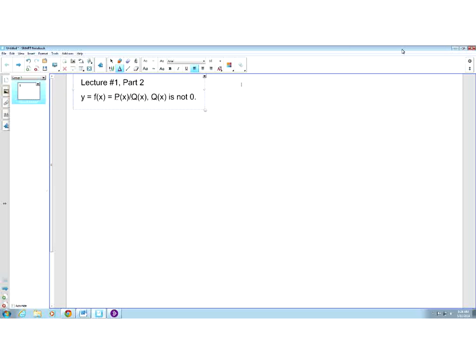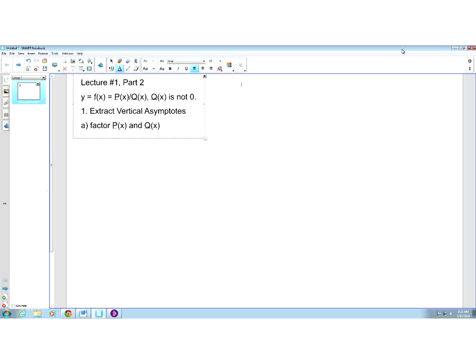So I'm going to start off by giving you a set of rules for how to graph rational functions. And the first rule is extract vertical asymptotes. And the procedure goes as follows. So first, factor p of x and q of x. Now in this class, I assume that you have sufficient competency in factoring polynomials.